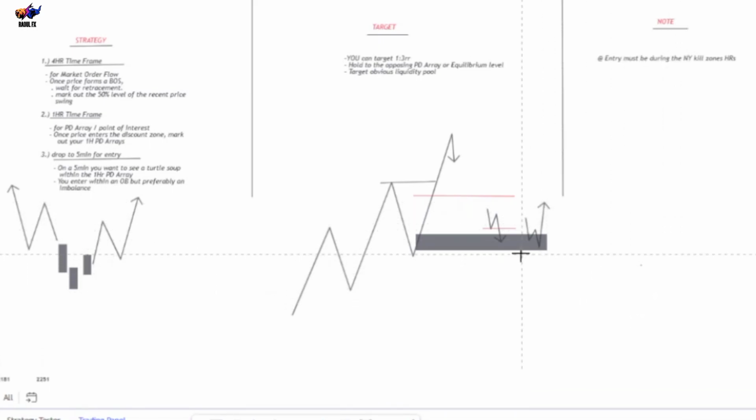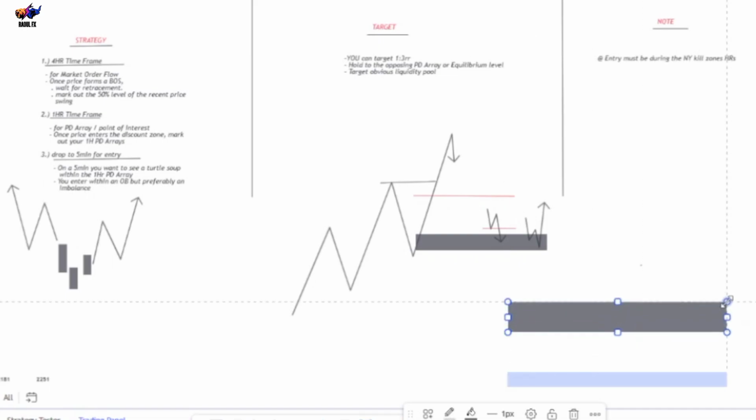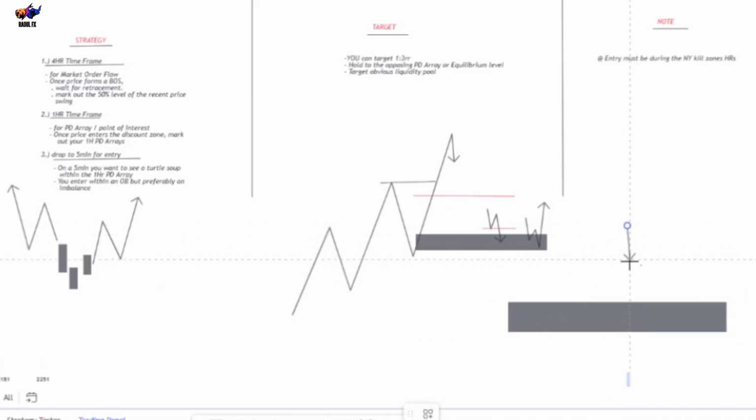Now you can take your entry, but let it be during the key zone hours, preferably during the New York session. So this price move is going to happen during news, right? Before news, you're going to have some sort of manipulation, a run down, such that when you have marked out your PDRA during news, price will run down and boom, you then see it go up. That's literally what you want to see.